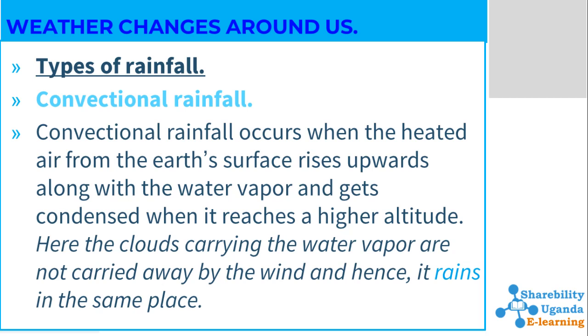Here, the clouds carrying the water vapor are not carried away from the area by the wind, and hence it rains in that same place. What do we mean? We mean that condensed water vapor is not blown away to another place by the wind, but it rains where it has been condensed in that same area.